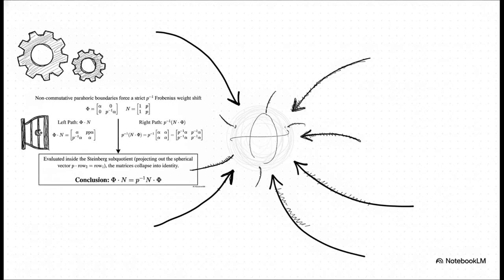We start with a left path and a right path, which give us 2 vastly different complex matrices. But when we evaluate them inside the Steinberg subquotient, just look at the conclusion at the bottom. Phi times N equals p to the -1 times N times Phi. Those 2 completely divergent paths elegantly collapse into a single, identical conclusion. It's almost like magic, but it's just pure math.